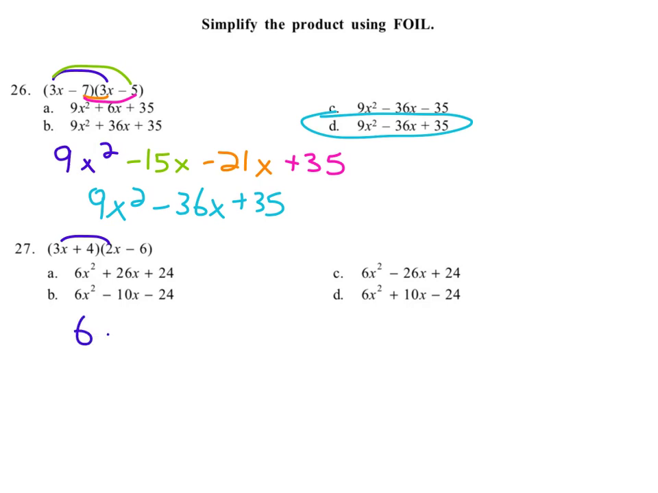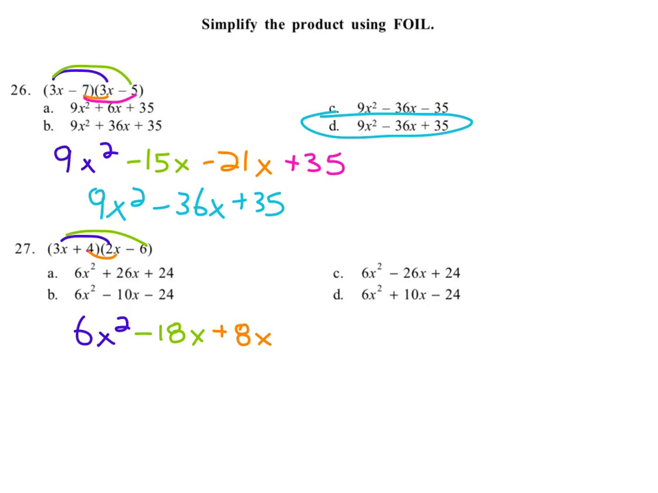First, 3x times 2x, 6x squared. Outer, 3x times negative 6, negative 18x. Inner, 4 times 2x, 8x.